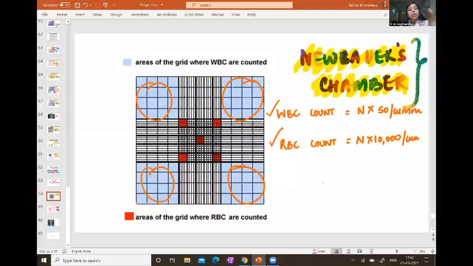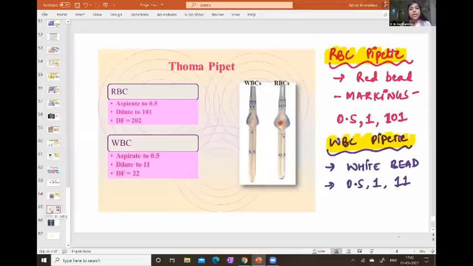What is this? The Neubauer's chamber. Where will you count the WBCs? You all know. Where will you count the RBCs? You all know, right? Next. This image was asked in INICET exam last year, students. That's why this is also a very important image.